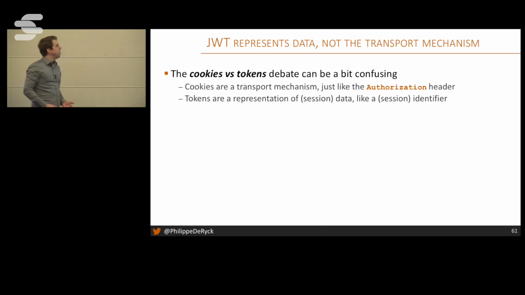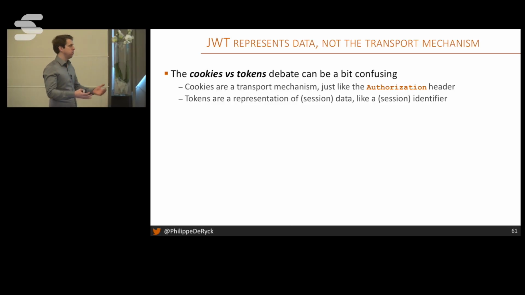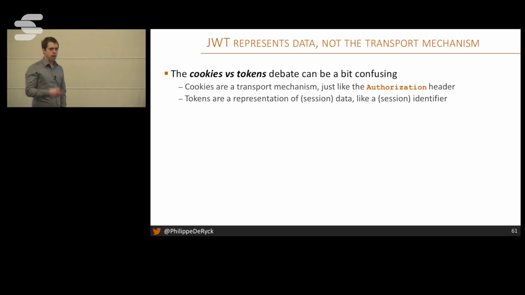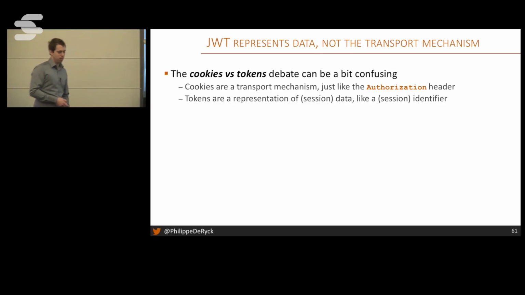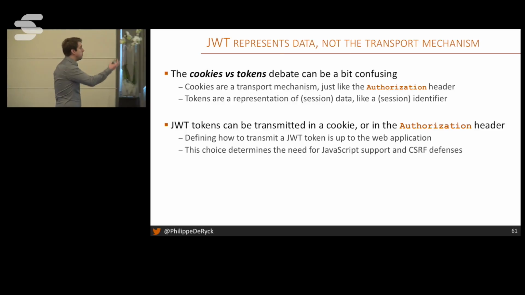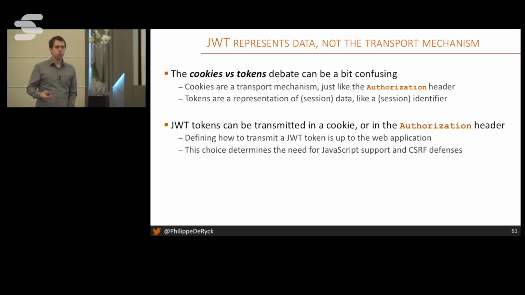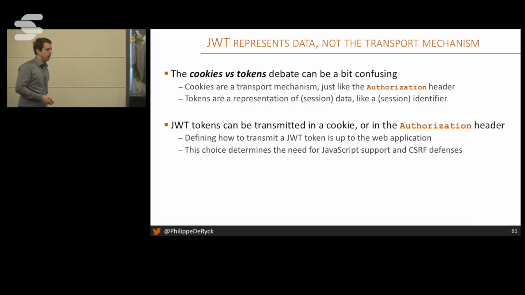So the important thing to know here is that a JWT represents data, not a transport mechanism. So again, if somebody says cookies versus tokens, you can simply say, dude, that's not okay. Go on YouTube. There's this secappdev lecture about single-page application security. Check it out and come back to me after you have done that. So JWT tokens can be put in a cookie. Sure, there's absolutely nothing to stop you from putting that in a cookie and dealing with it like that.